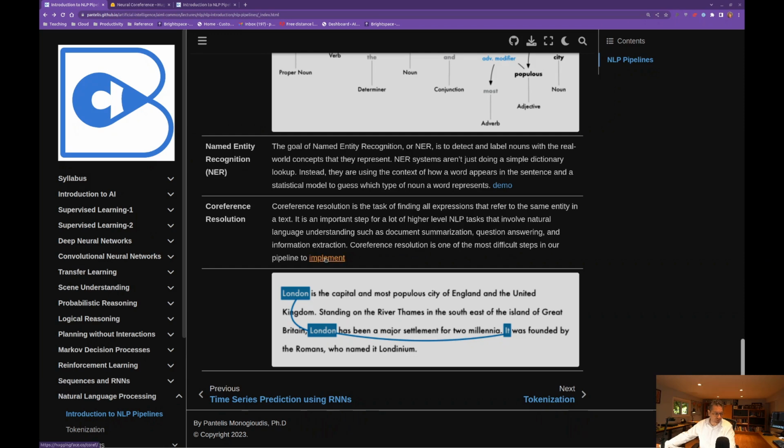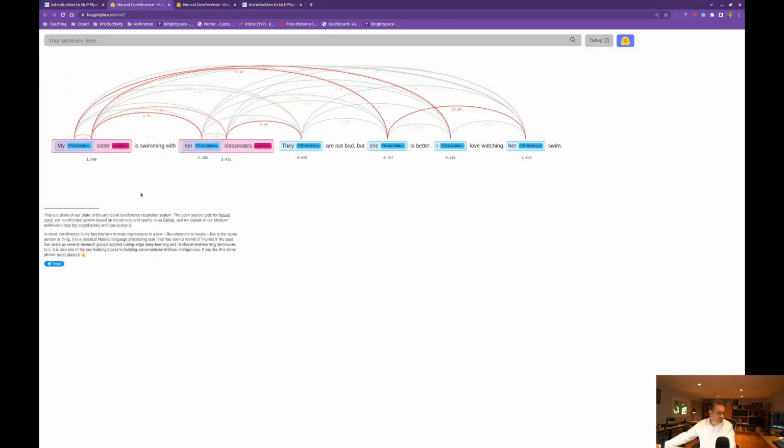And so here we see another example of that. In this case, we have a sentence: my sister is swimming with her classmates. They are not bad, but she is better. Let's stop here. So the "they" is evidently associated with classmates, and the "she" is associated with the sister, and so on and so on.